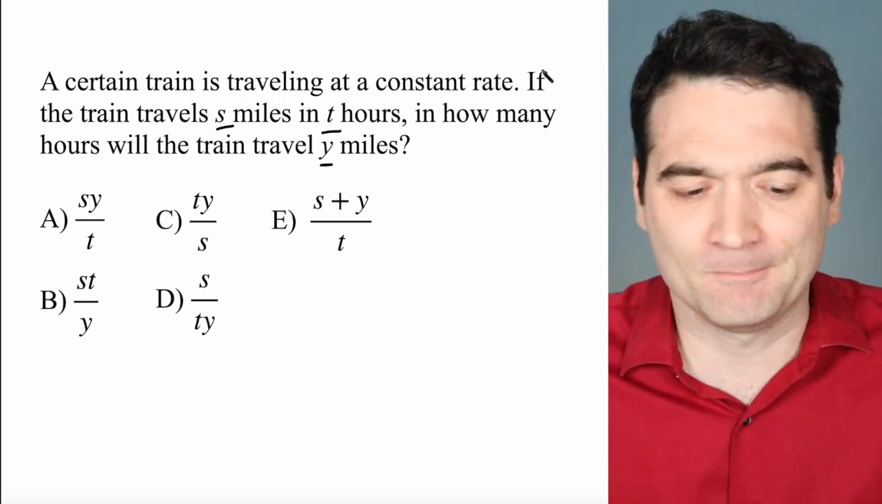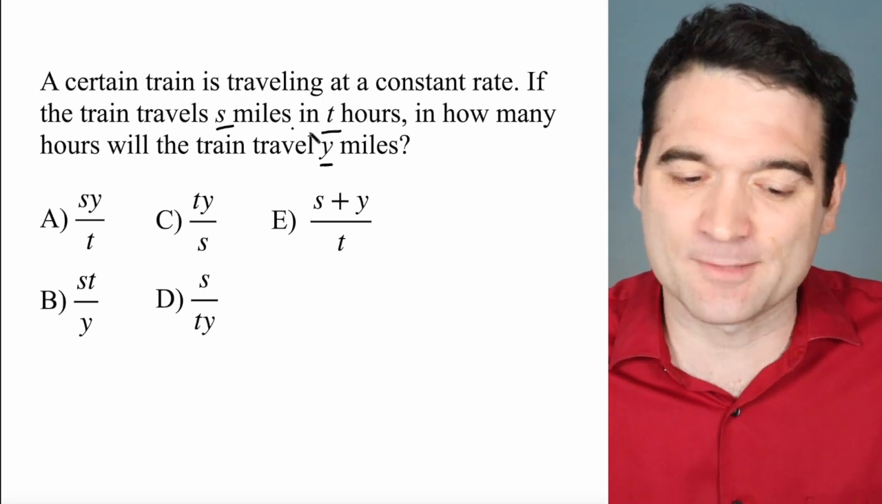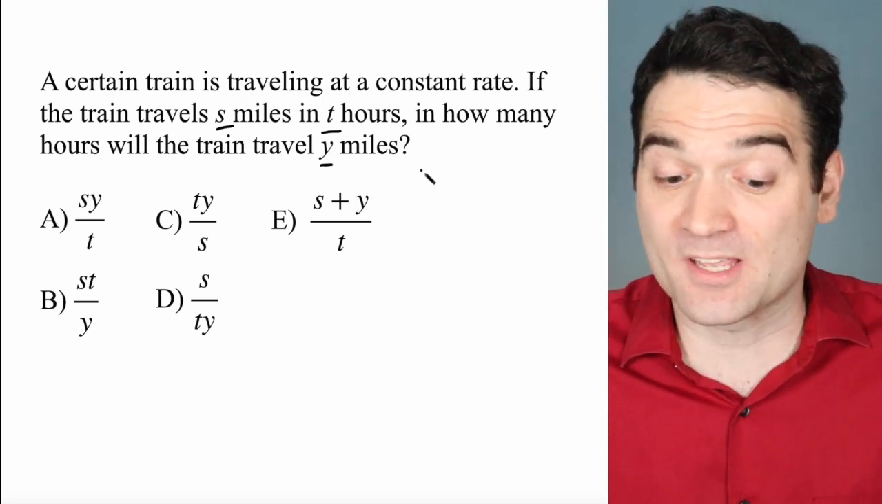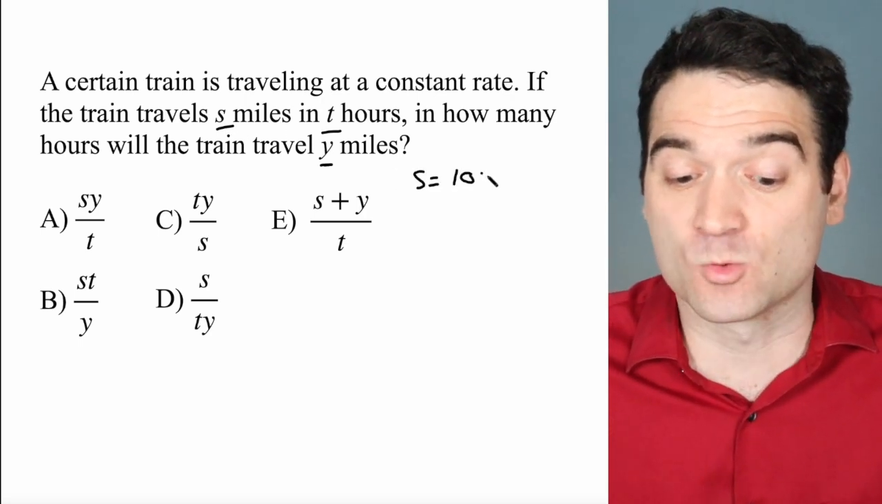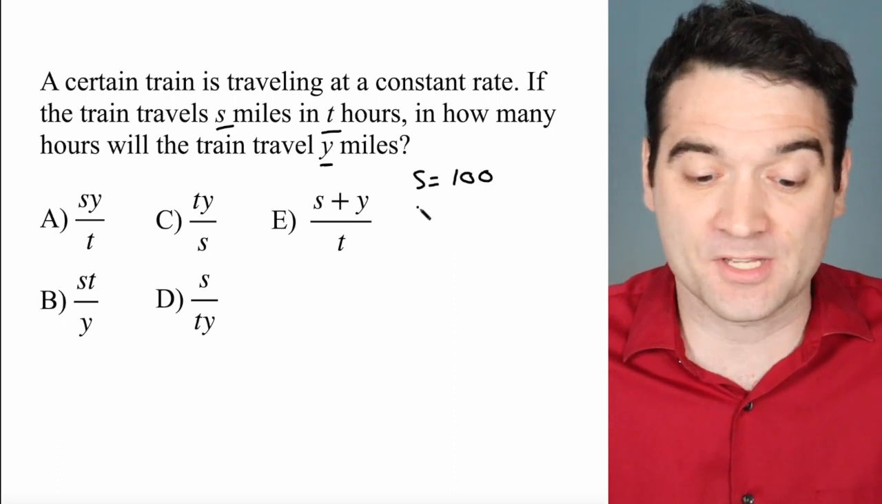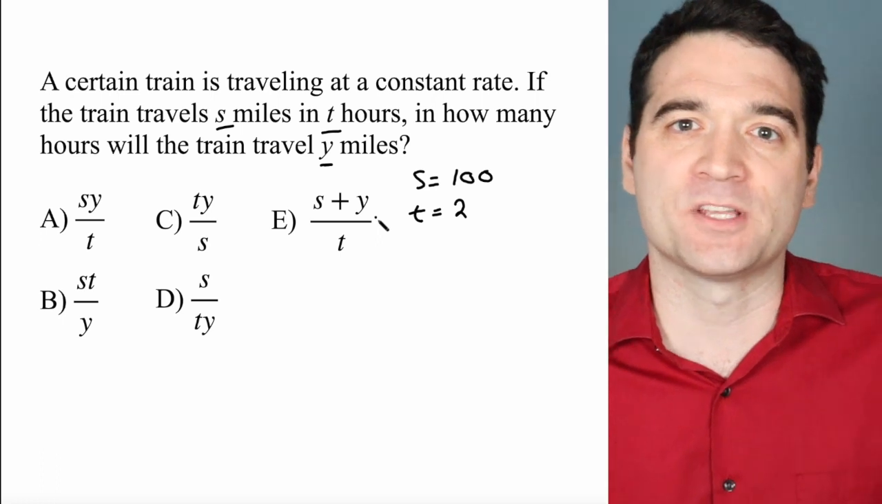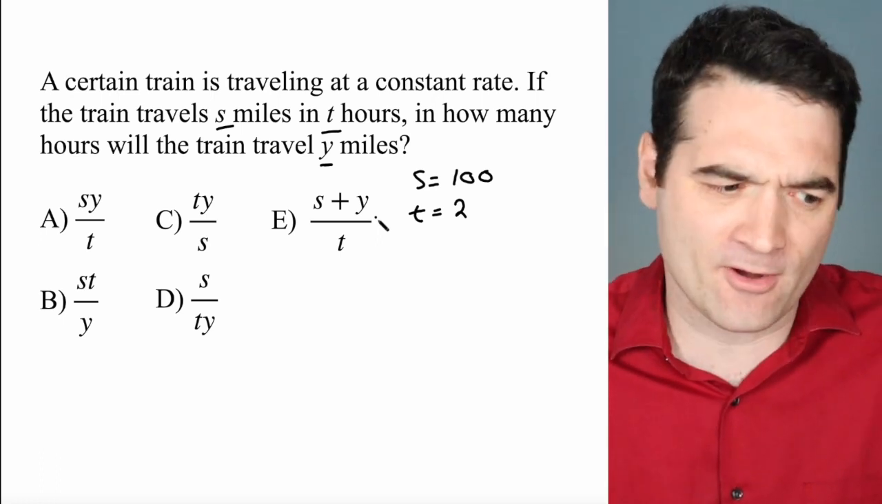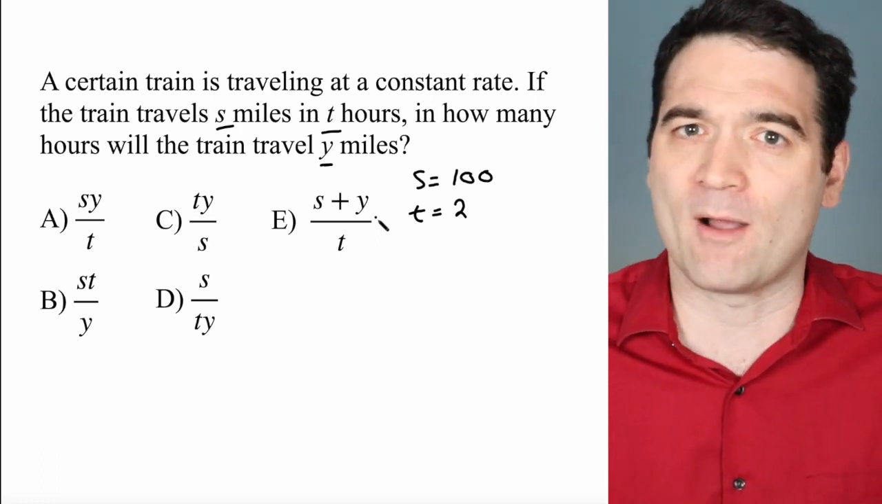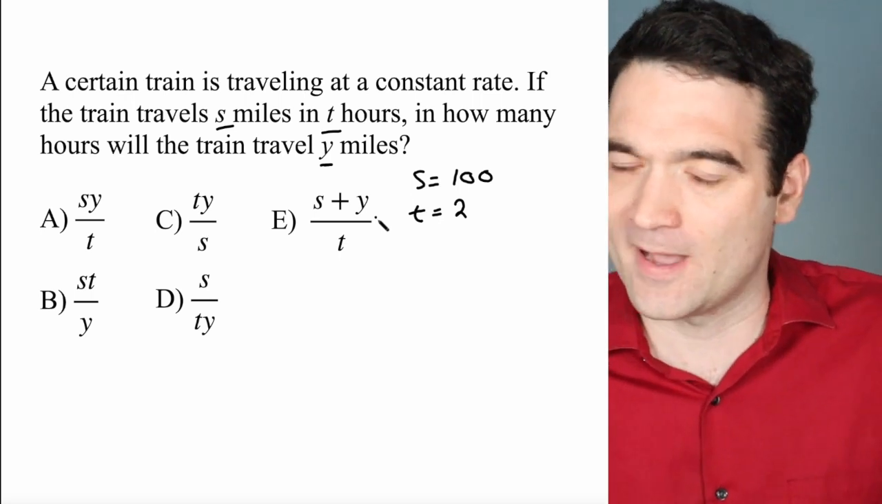So let's take a look at this problem. The train travels s miles in t hours. I'm just going to decide that s equals 100, so 100 miles in, why don't I say 2 hours? The train travels 100 miles in 2 hours. So mentally I might say, okay, great, that's 50 miles per hour. 100 miles every 2 hours.